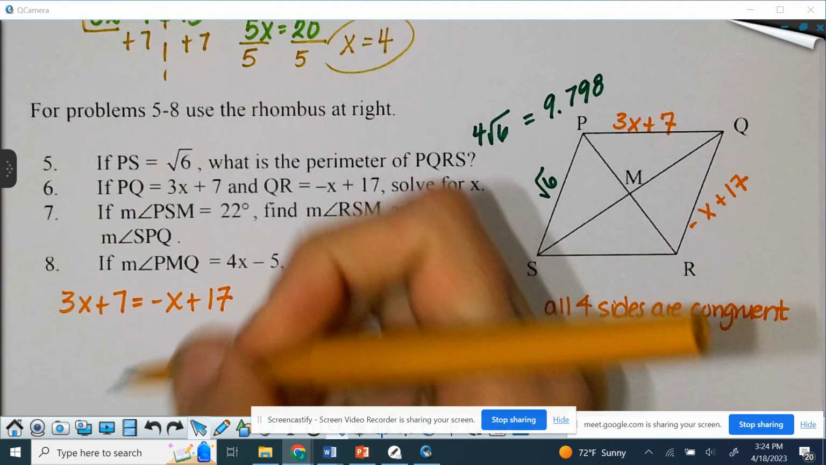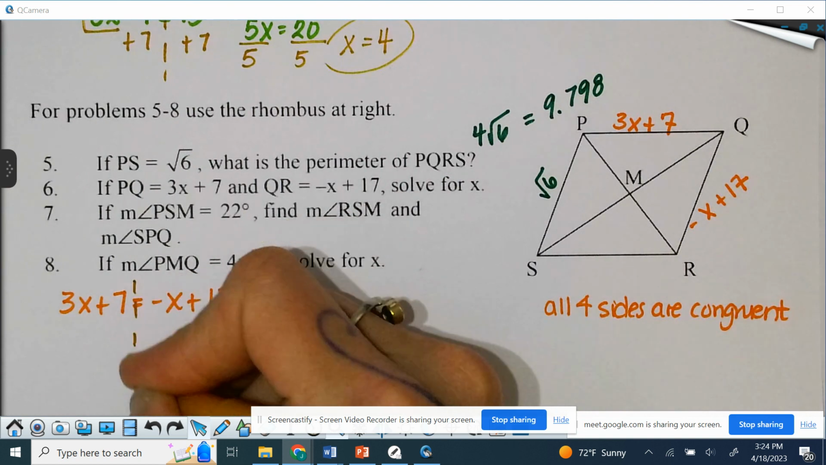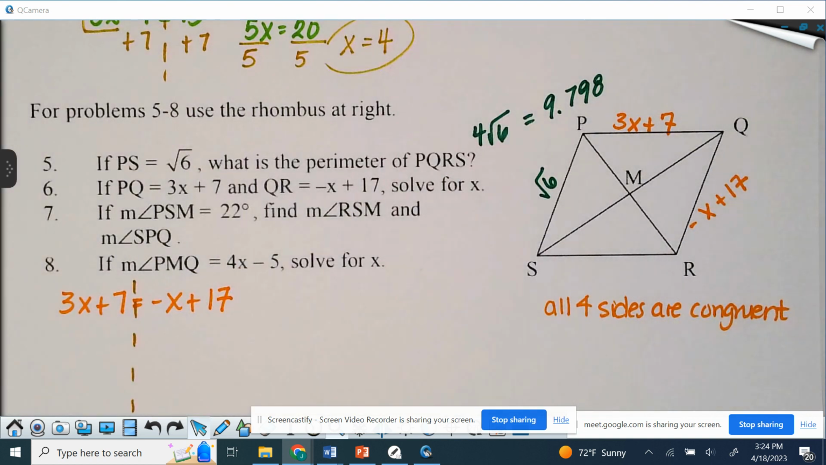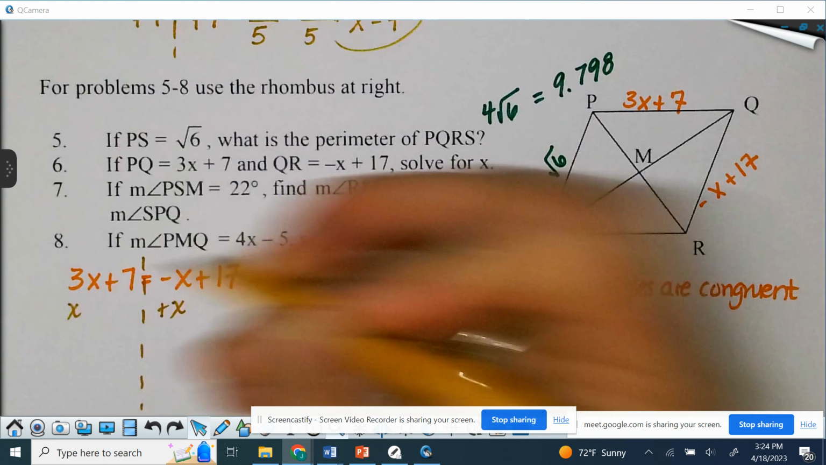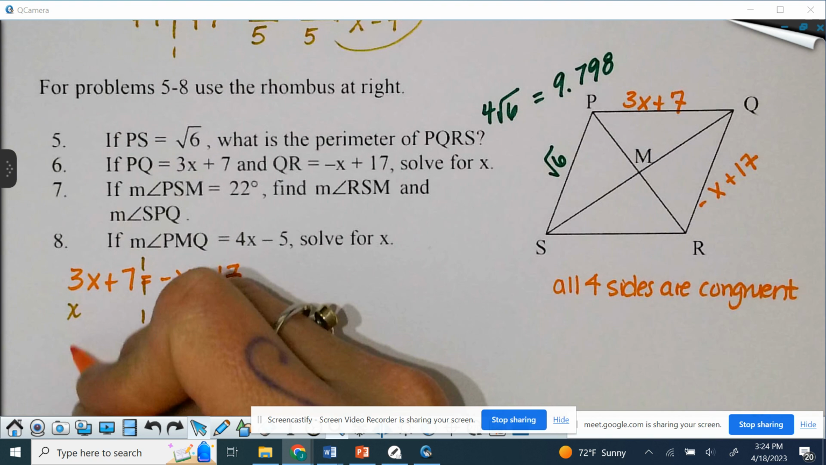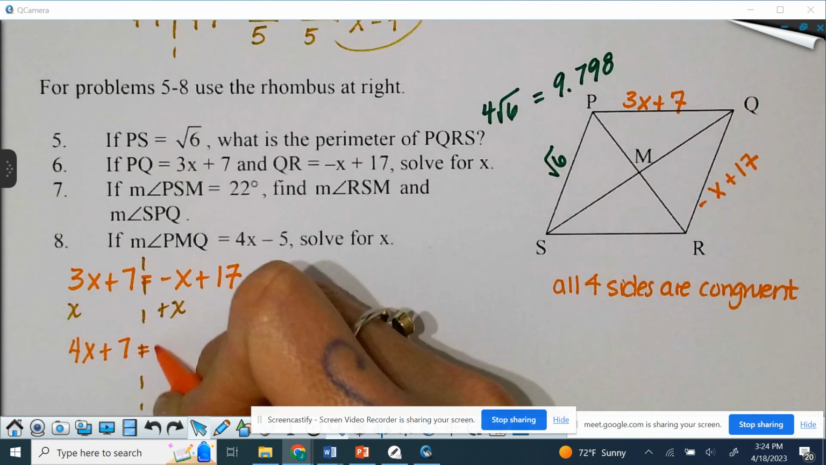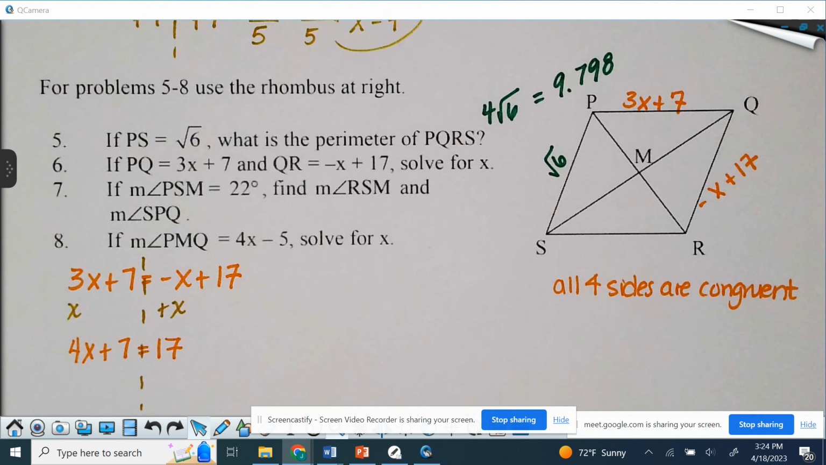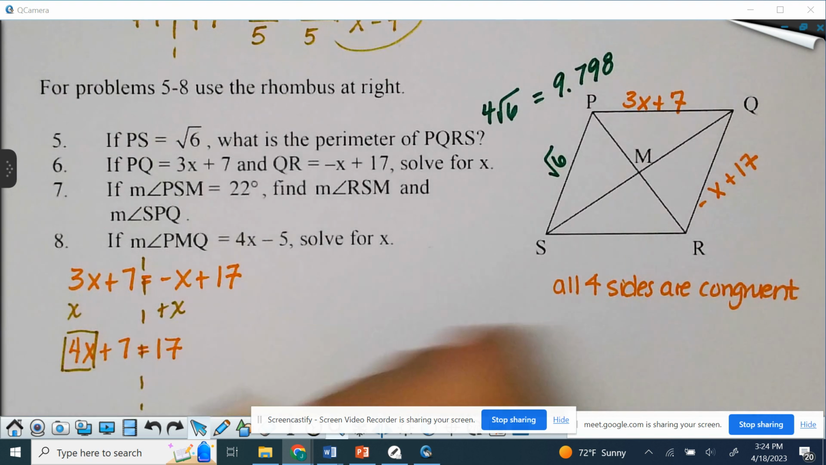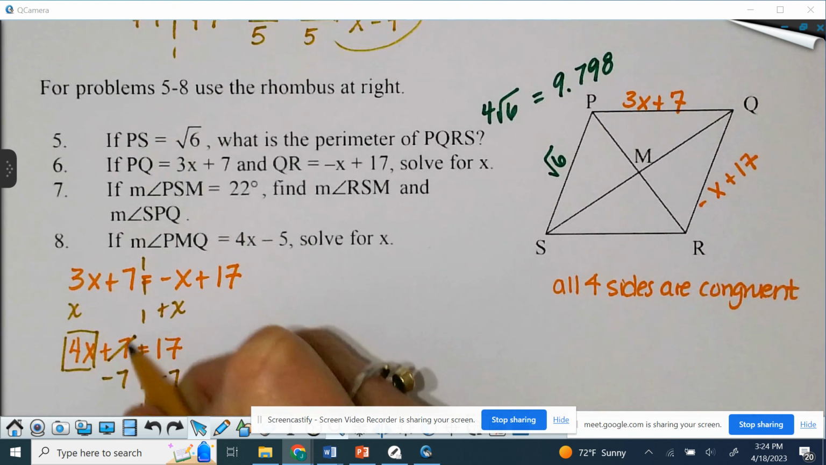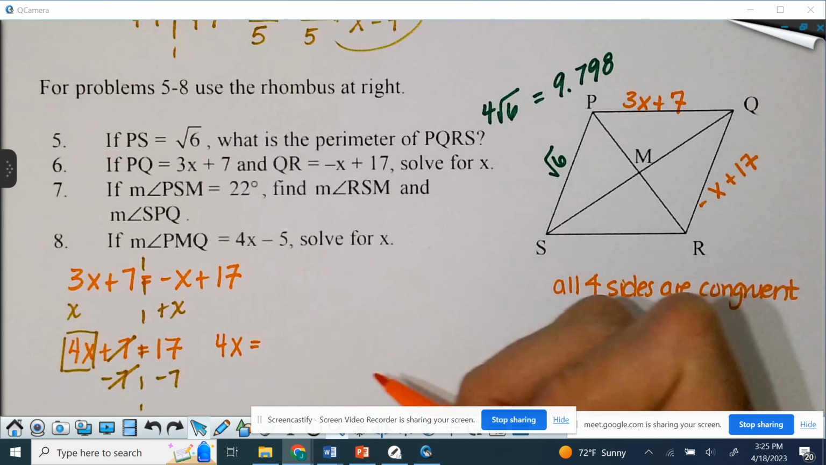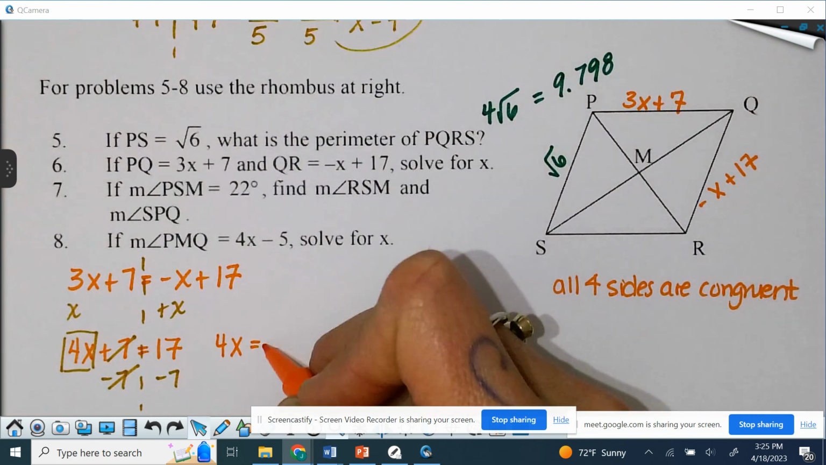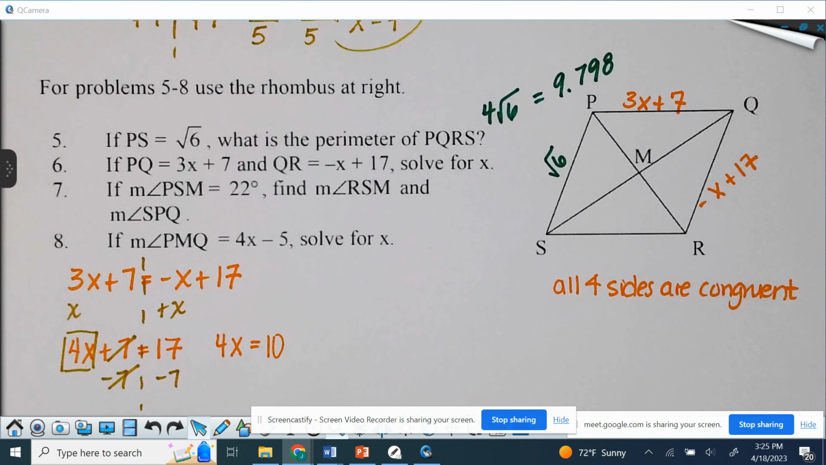We're going to solve. We want to get the x's on one side, whole numbers on the other side. Again, I'm going to work towards a positive x. I'm going to take that negative x and move it over here, making it positive. So that's 4x plus 7 equals 17. We're trying to get 4x by itself. So we're going to subtract 7 to make it go away on this side. And that's going to give me 4x equals, making sure I'm looking at all the right things. Yep, equals 10. Divide by 4.